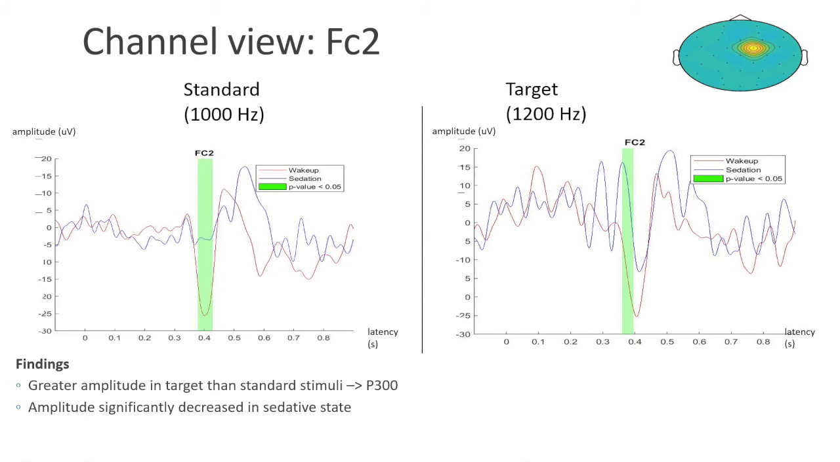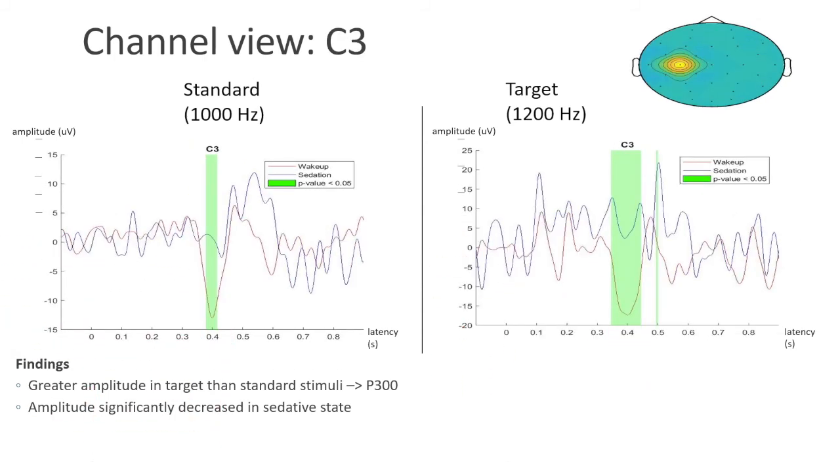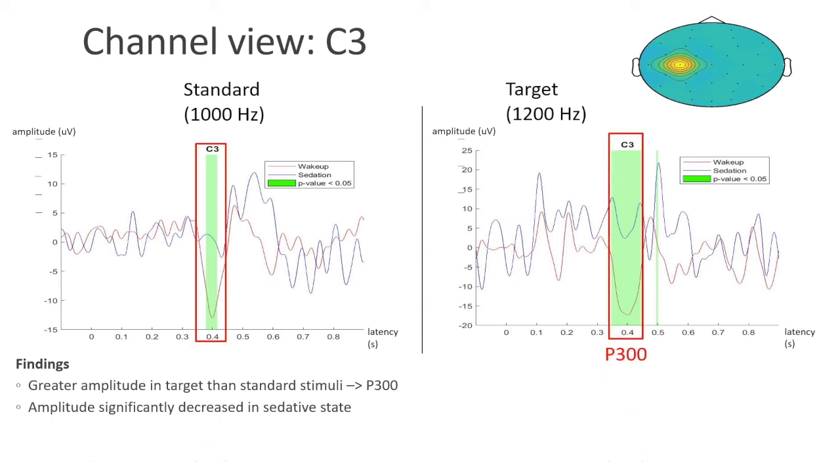This is the average time domain graph of the FC2 electrode in the standard and target signals. We could see the same trend as the result of the FC1 channel we saw earlier. This is the average time domain graph of the C3 electrode in the standard and target signals. We could see the same trend as the result of the frontal channels we saw earlier. In parietal channels, the amplitude was significantly decreased in the sedative state.